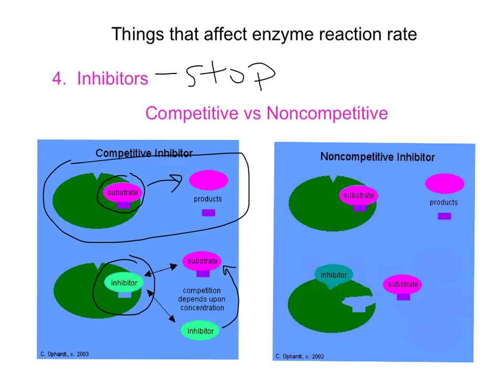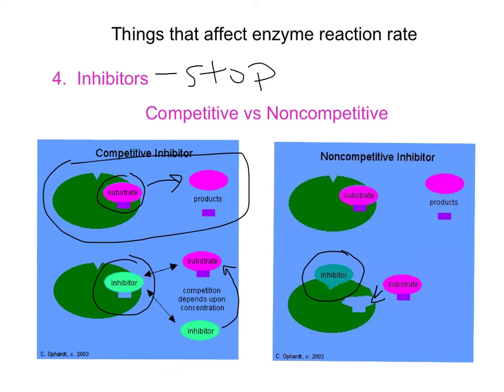Our other kind of inhibitor would be a non-competitive inhibitor. You'll notice that one is binding to somewhere other than the active site. So the active site is still available for the substrate, but if you look at the active site when the inhibitor is present, the active site does not fit the substrate anymore. A non-competitive inhibitor binds somewhere other than the active site, and it changes the shape of the enzyme. So now the substrate doesn't fit into the active site.